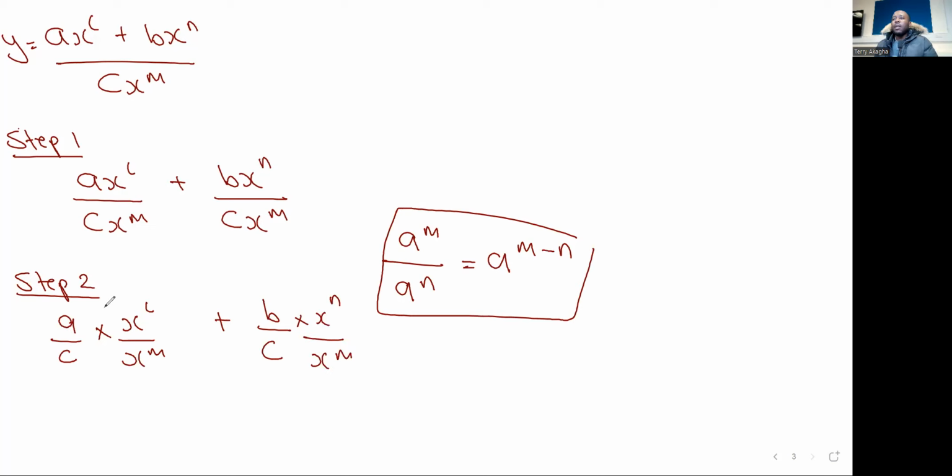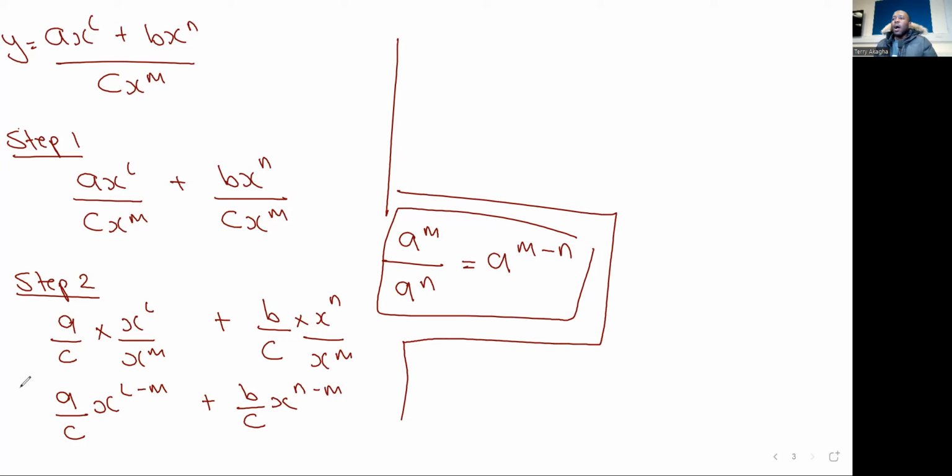Then it's going to become a over c. Now I apply the laws of indices because I know that a^m divided by a^n is a^(m-n). So this is going to give you x^(L-m), and this is going to give us b over c x^(n-m). Then, after doing this, we then apply the laws. Step 3.